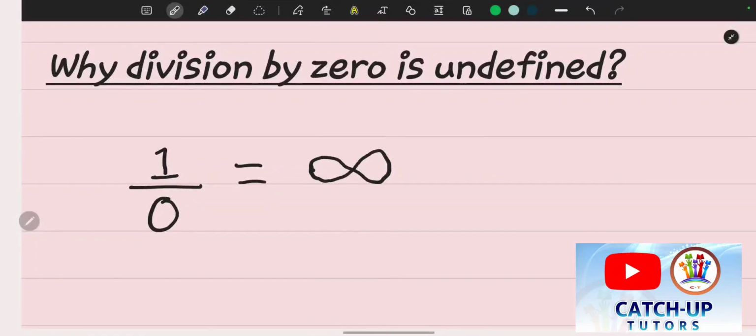Why division by 0 is undefined? A lot of students ask teachers this question: why is any number divided by 0 undefined?